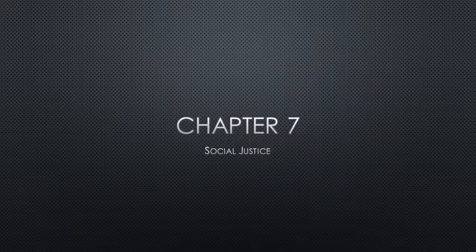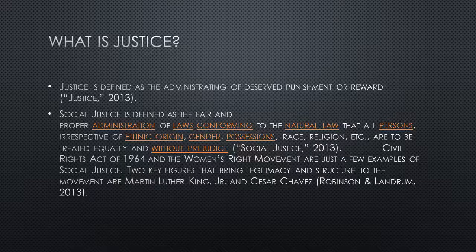In Chapter 7, we will be discussing social justice. So what is social justice? Let's first work on defining what justice is. Justice is defined as the administrating of deserved punishment or reward. Social justice is defined as the fair and proper administration of laws conforming to the natural law that all persons, respective of ethnic origin, gender, possessions, race, religion, are to be treated equally and without prejudice.